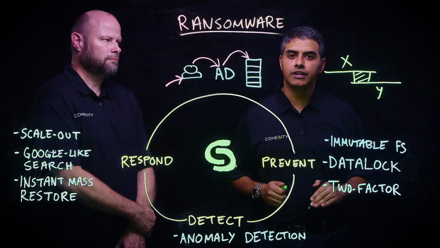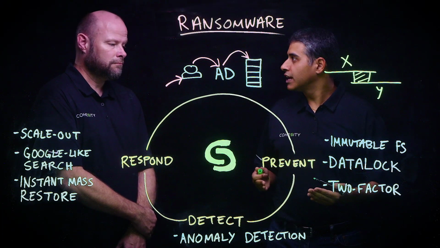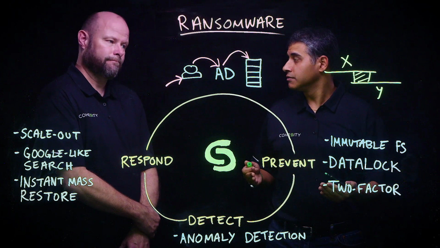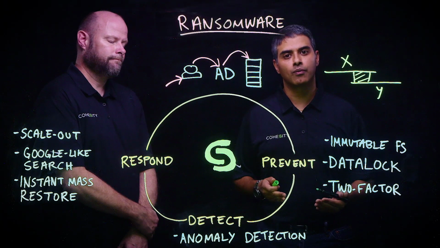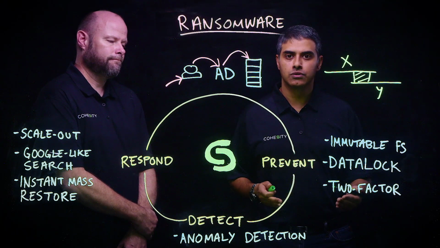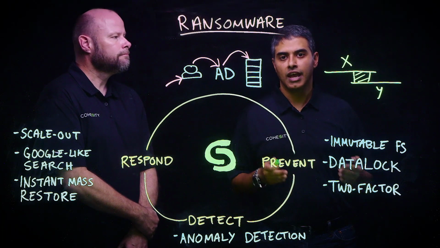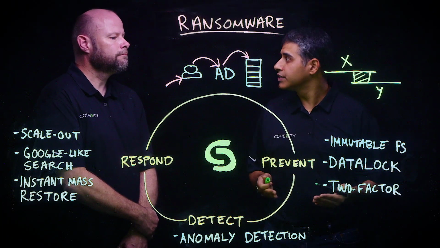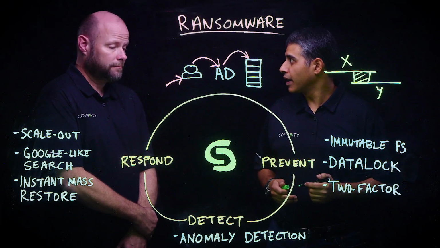The third line of defense is two-factor authentication. We know that passwords get compromised every day. We see that in the news. In a situation where the password does get compromised, with two-factor authentication, the criminal actor will still need access to the two-factor in order to get into a Cohesity cluster. So prevention is a three-layer program.